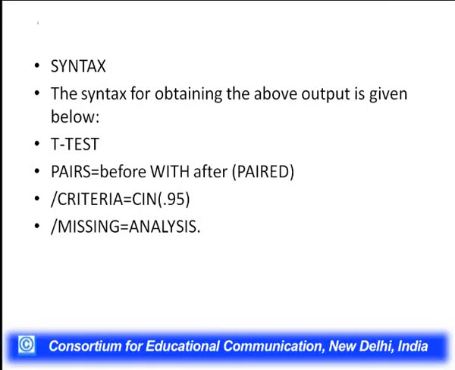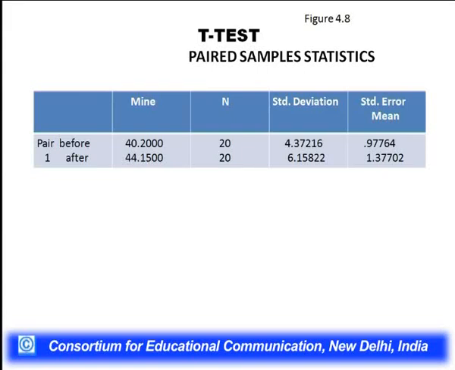This is the syntax. The syntax for obtaining the output is given as T-TEST PAIRS = before WITH after (PAIRED), CRITERIA = CI(0.95), MISSING = ANALYSIS. So let us see this t-test window. On the left hand side, we have the pair before and after. Then we have the means 40.2 and 44.15. We have N, the number, which is equal for both, 20 for mean 1 and 20 for mean 2.